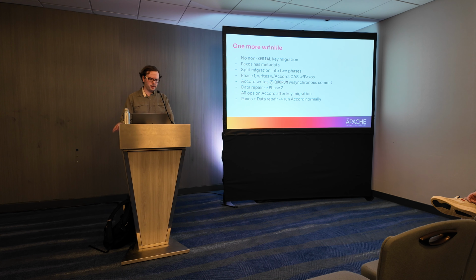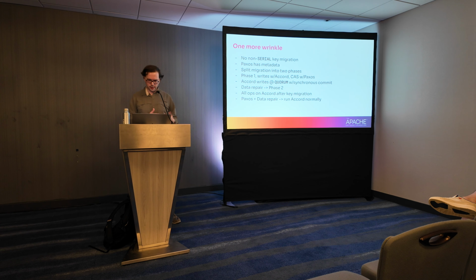So one of the other wrinkles is not having non-serial key migration. We need this always online primitive that we can do a quorum that can find anything that may only be visible at a minority and persist it at least at a majority. And we can't do that for non-serial writes. There's no metadata. There's no first round of Paxos that you can go consult some system tables and find it. So for migration to Accord, we had to split the migration into two phases.